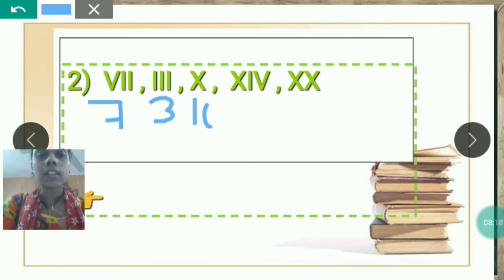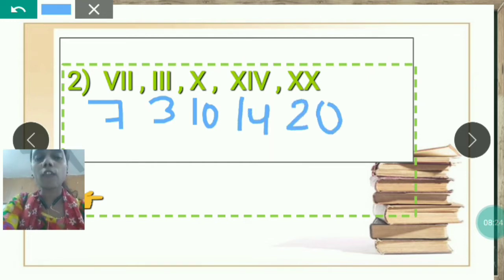It is 10. Now 10 plus 1 plus 4, how much will be there? 14, and here it is 20. Now we have to arrange in which order? Ascending order. So we will see here the smallest. So which one is smallest? 3 is the smallest. So I will write 3 first.